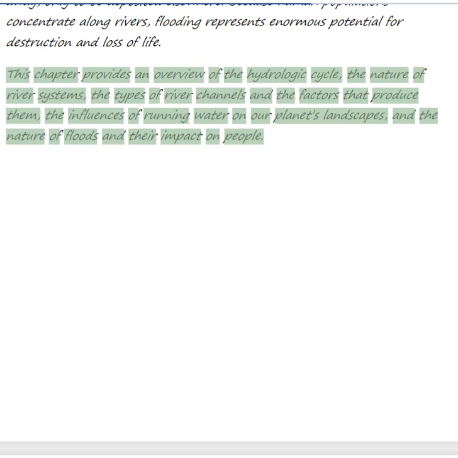This chapter provides an overview of the hydrologic cycle, the nature of river systems, the types of river channels and the factors that produce them, the influences of running water on our planet's landscapes, and the nature of floods and their impact on people.